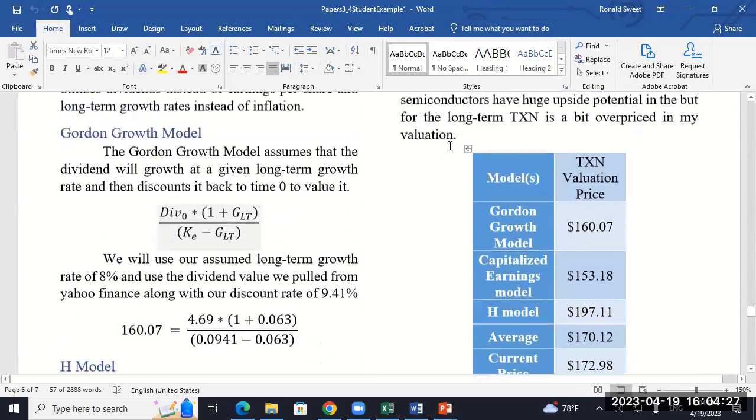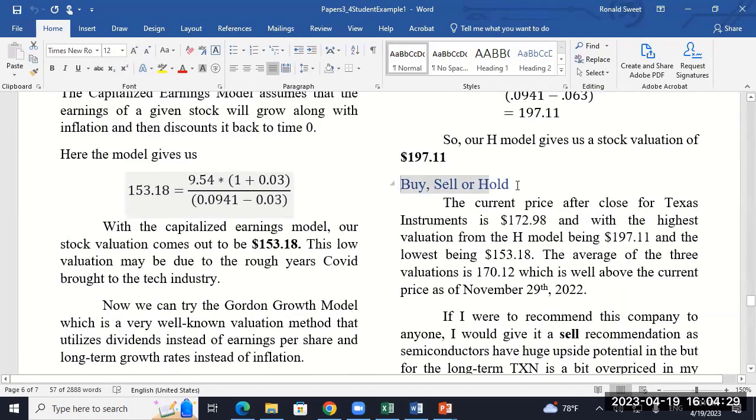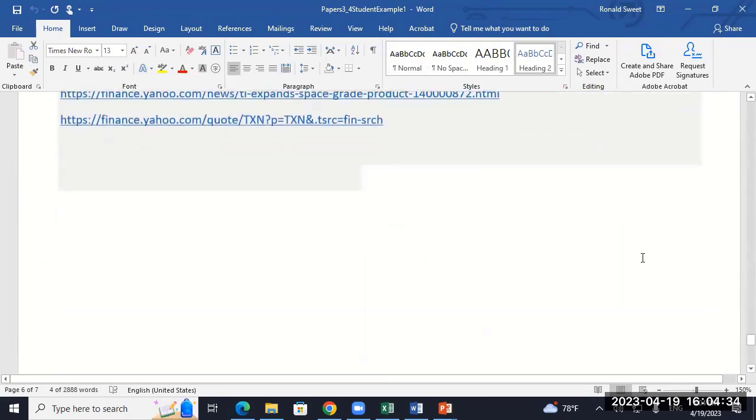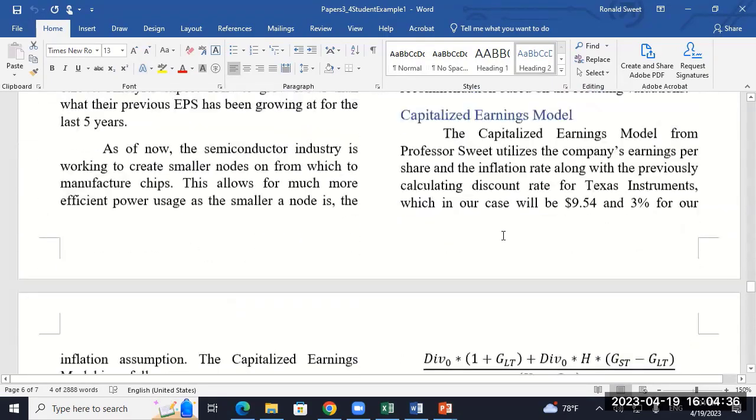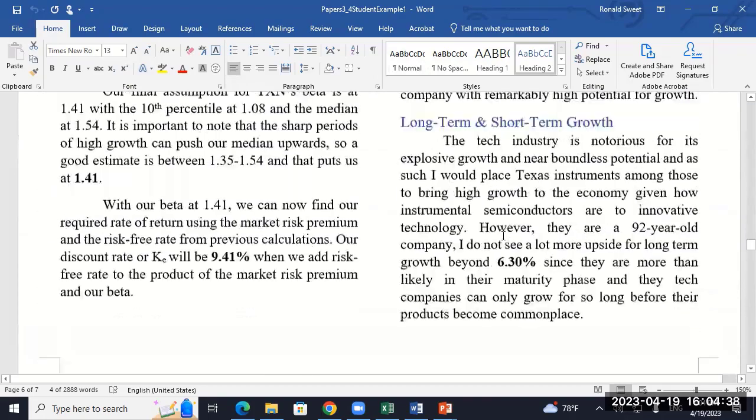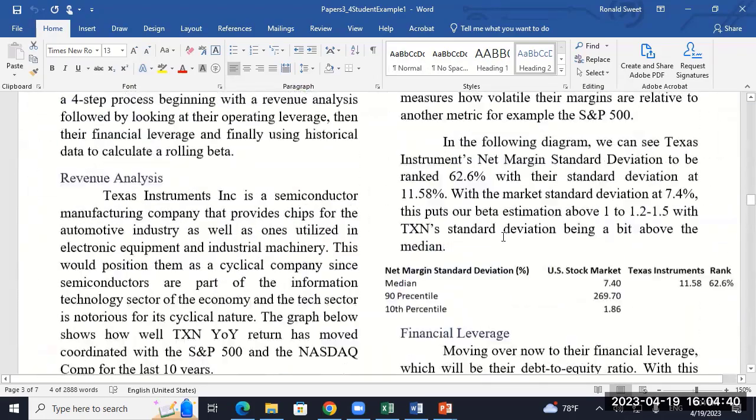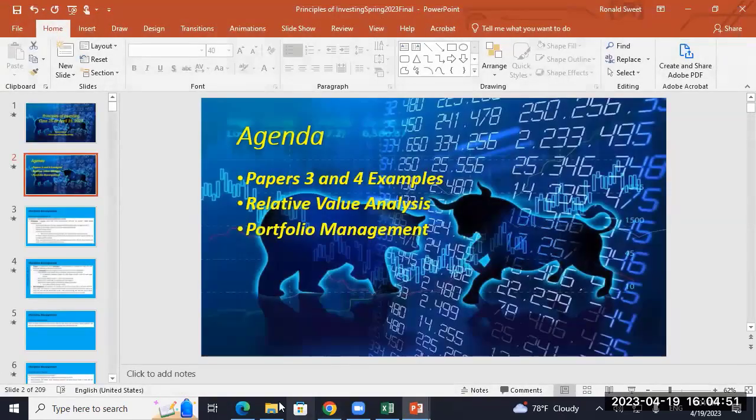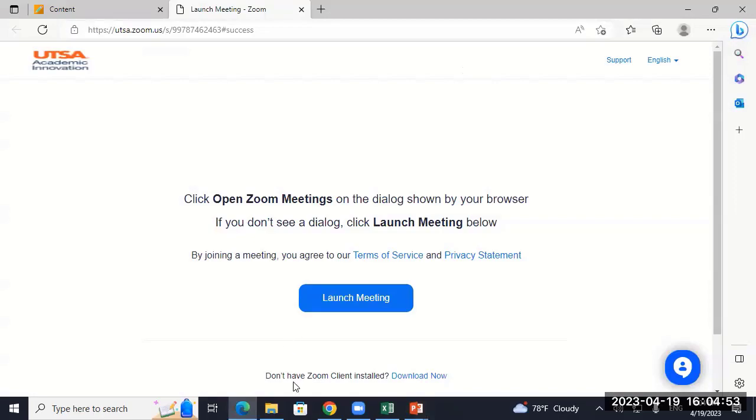And then at the end, his final conclusion, buy, sell, or hold. And he has all the prices at the current price. And so there's Texas Instruments. Interesting company. It's kind of the quiet company, right? It's just out there doing their thing over and over again, and doesn't get a lot of press, but it seems to be a pretty solid company that has its niche. Another paper.